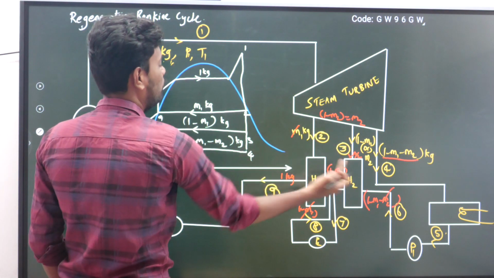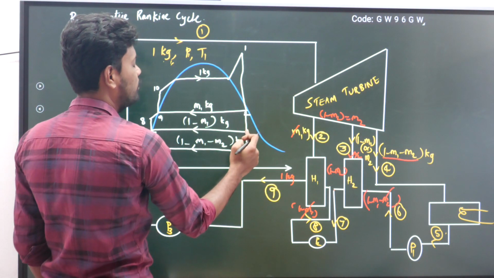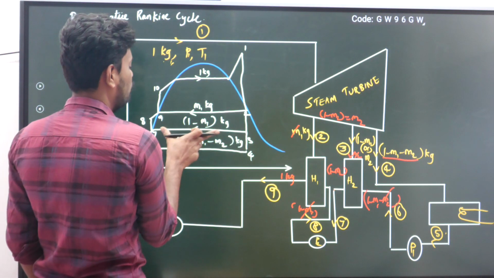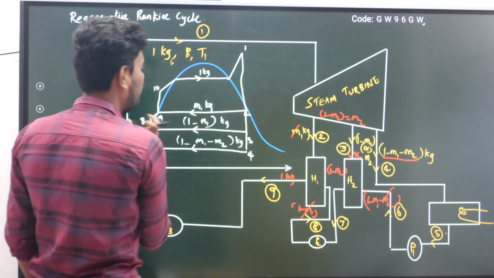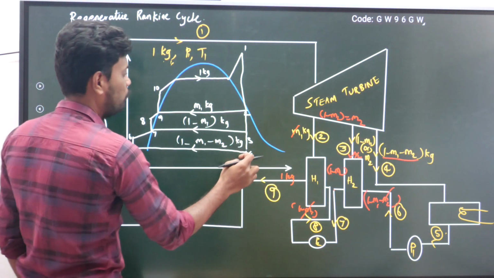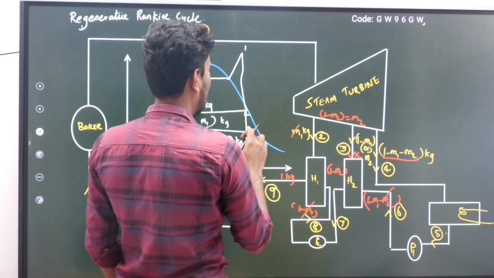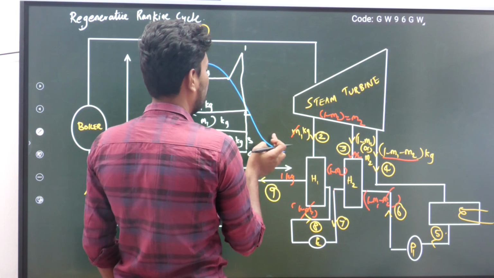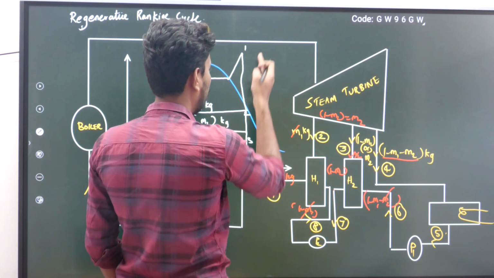Then 2 to 3 is also expansion in the turbine, that is also isentropic. Then from 3 to 7 is constant pressure, so 1 minus M1 kg I am taking here. Then next, 3 to 4. From here to here is also isentropic expansion only, that is 1 to 2, 2 to 3, 3 to 4.